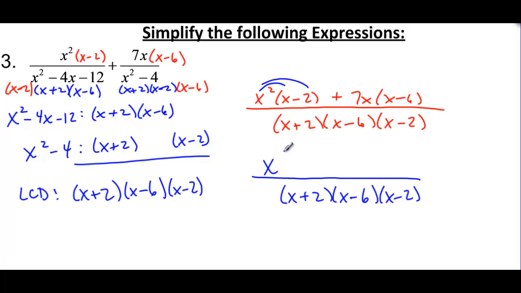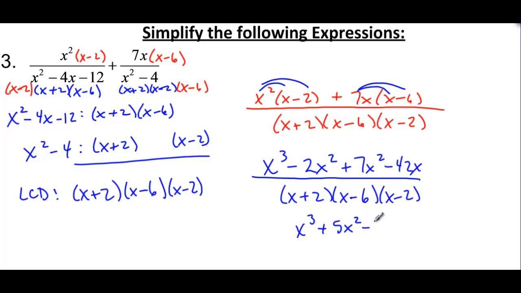Here I'm going to distribute. I'm going to get x cubed minus 2x squared plus 7x squared minus 42x. I can combine some like terms, so my final answer would be x cubed plus 5x squared minus 42x divided by x plus 2, x minus 6, and x minus 2.